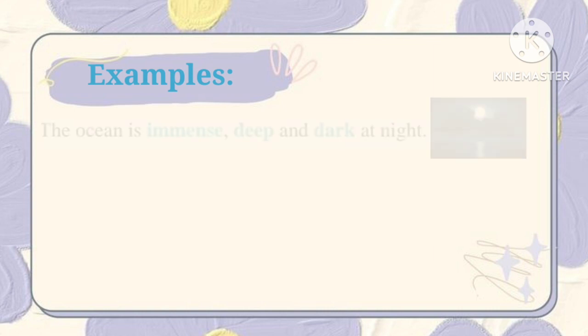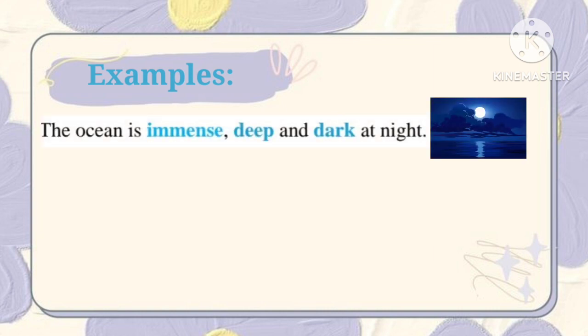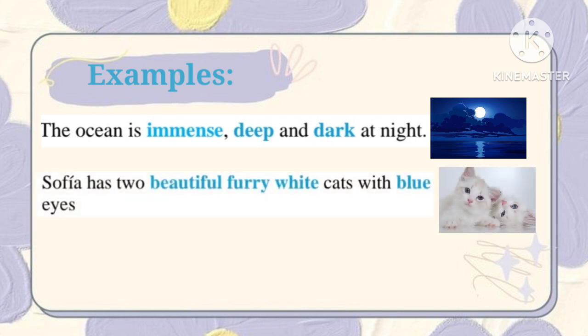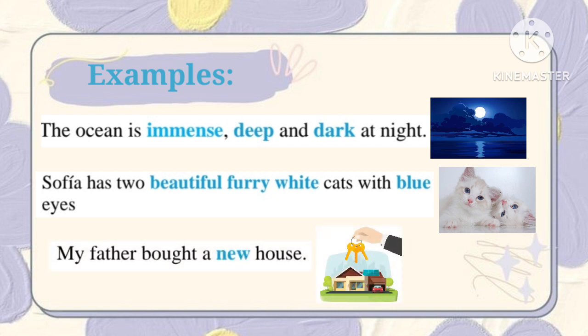For example, the ocean is immense, deep, and dark at night. Sophia has two beautiful furry white cats with blue eyes. My father bought a new house.